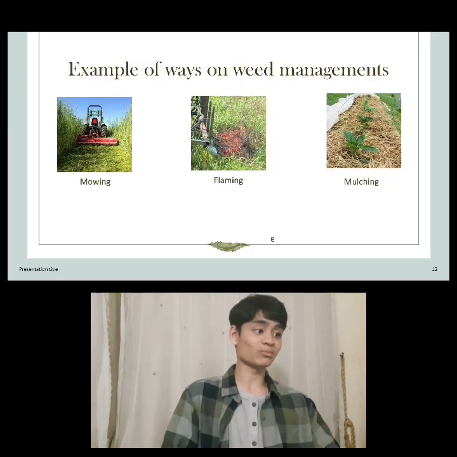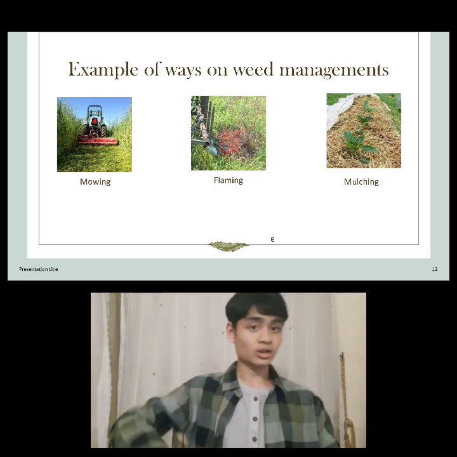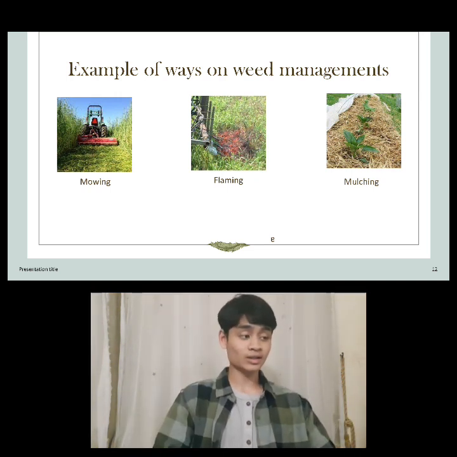So here are the examples of weed management. First we have mowing. Okay, and we have flaming right next to it, and mulching.